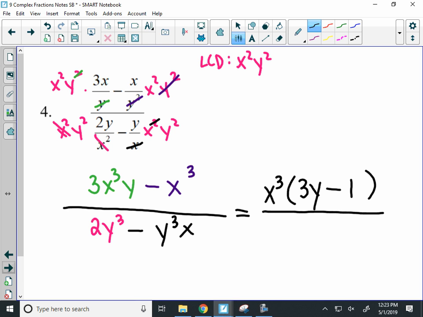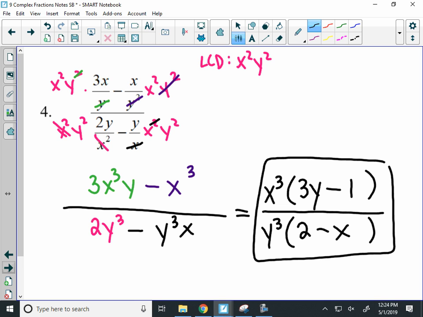What can I pull out of the denominator? Y cubed. Right, so I can pull y cubed out, and I'll be left with 2 minus x. Nothing cancels there, right? But it looks a little better than what we started with. Yep. So that's it.